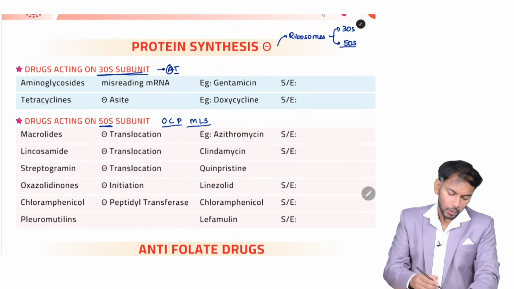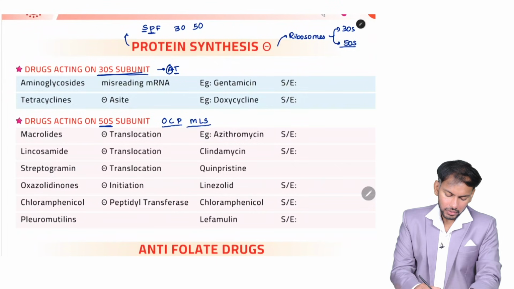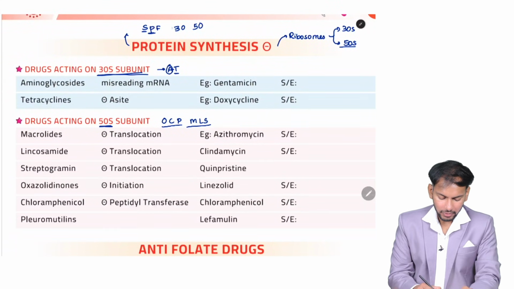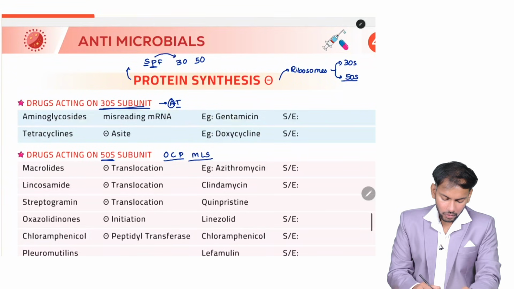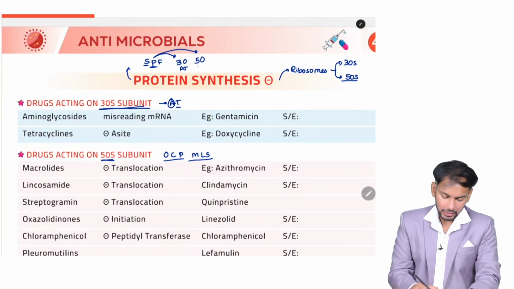I told you protein synthesis inhibitors are SPF. It is static. SPF, you get in 30 and 50 concentration. So you can easily remember SPF 30 and 50: protein synthesis inhibitors are acting either on 30S or 50S. This is how you can remember. In 30S you have ANT, in 50S you have OCP-MLS.